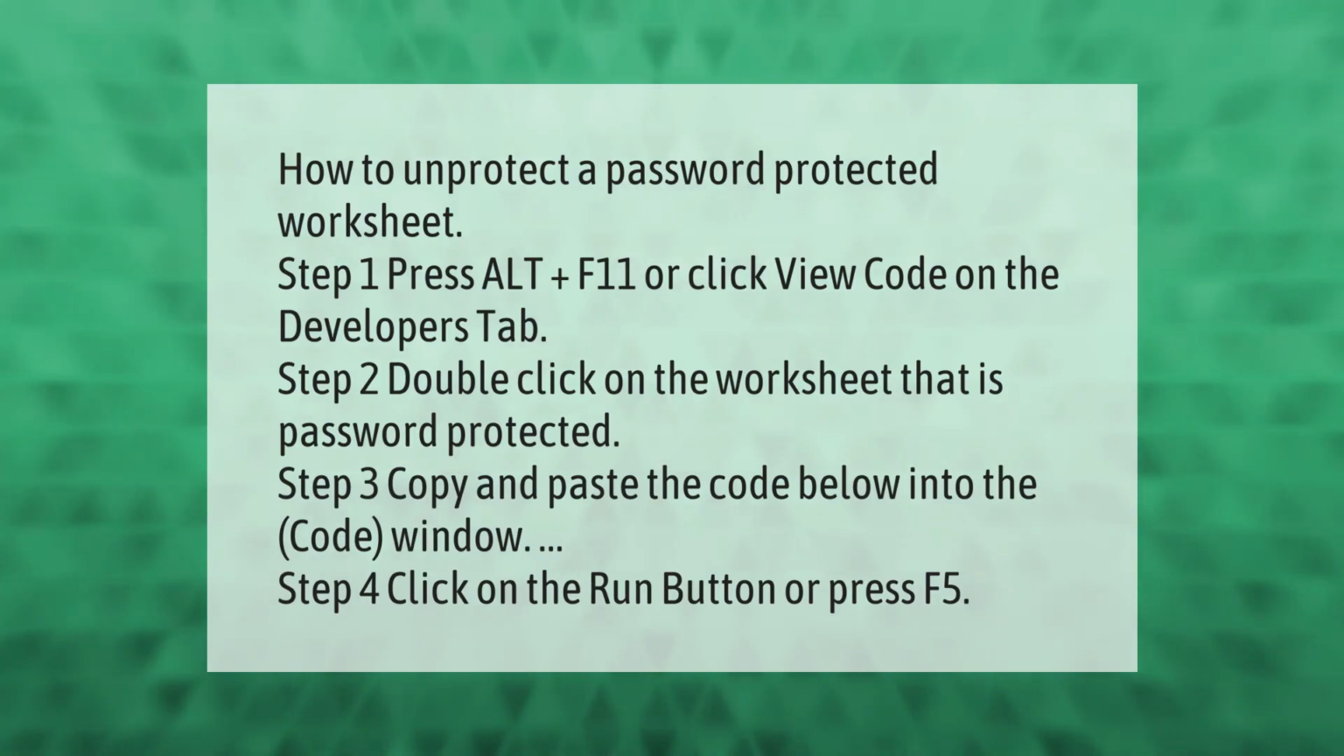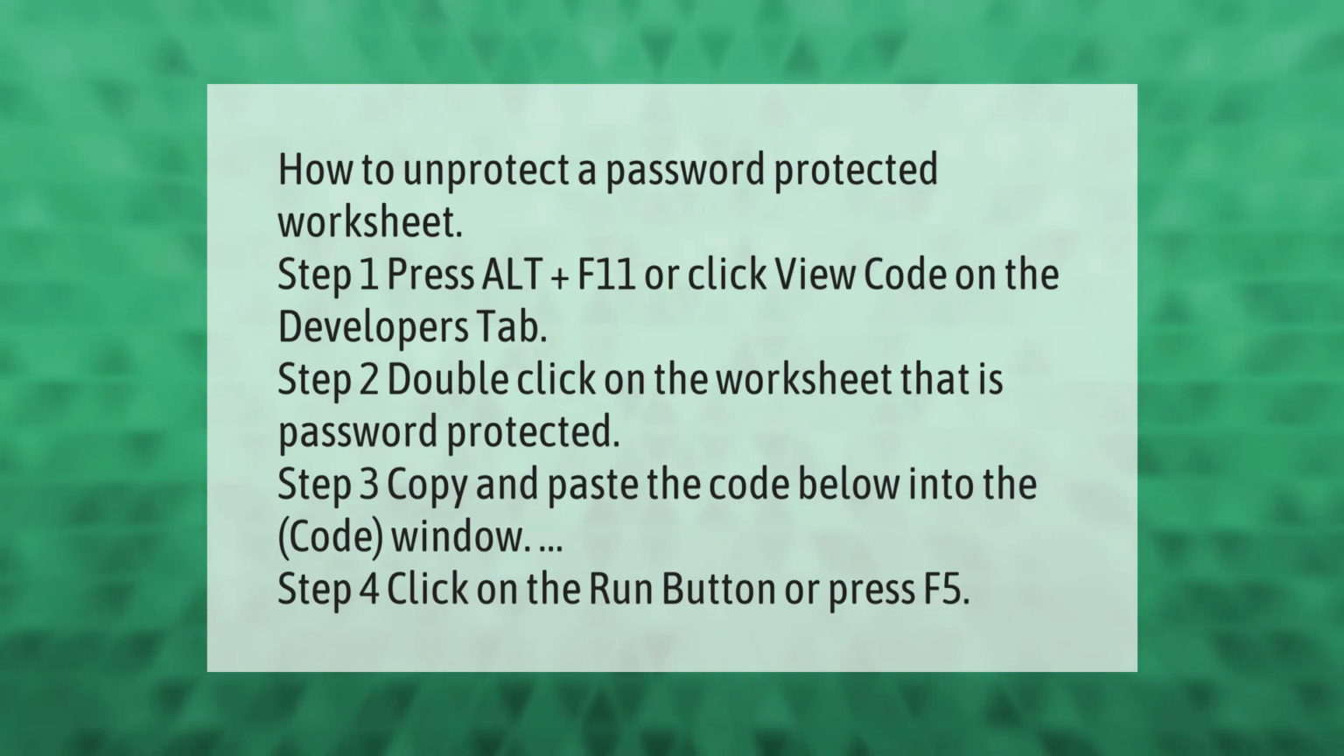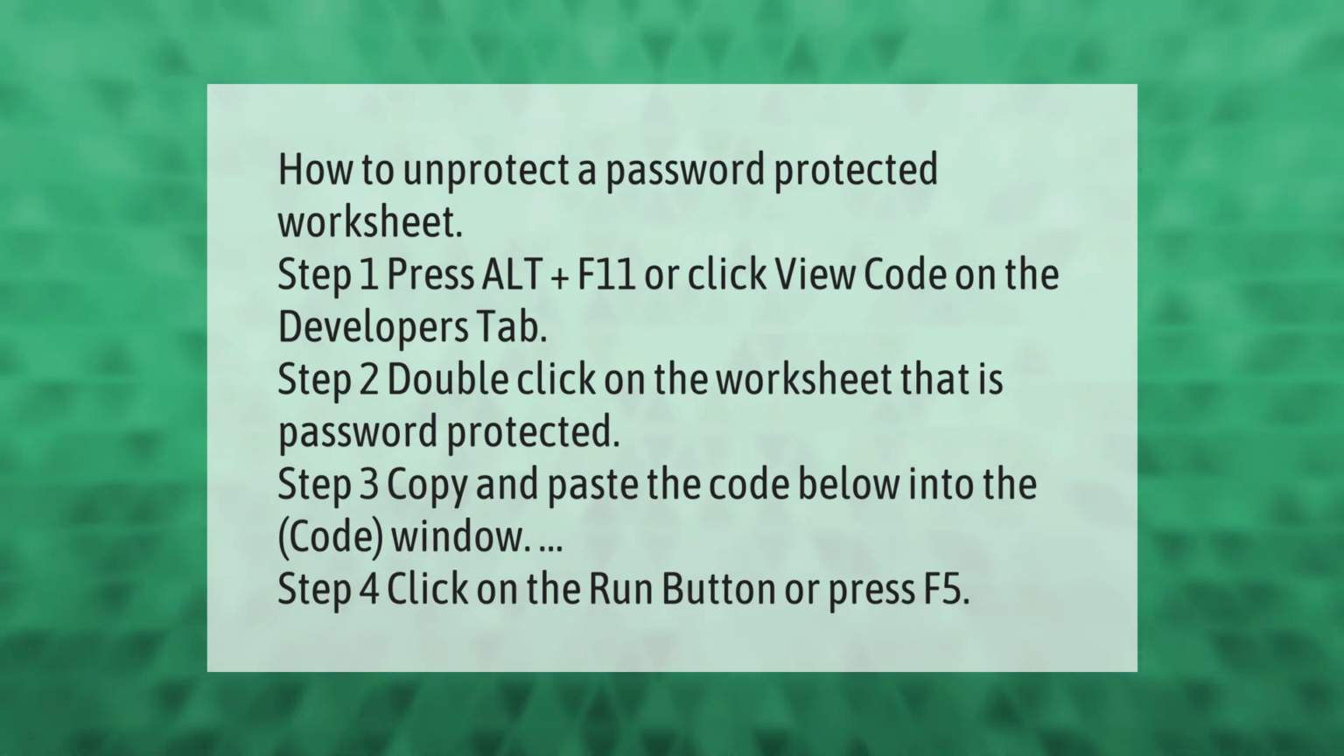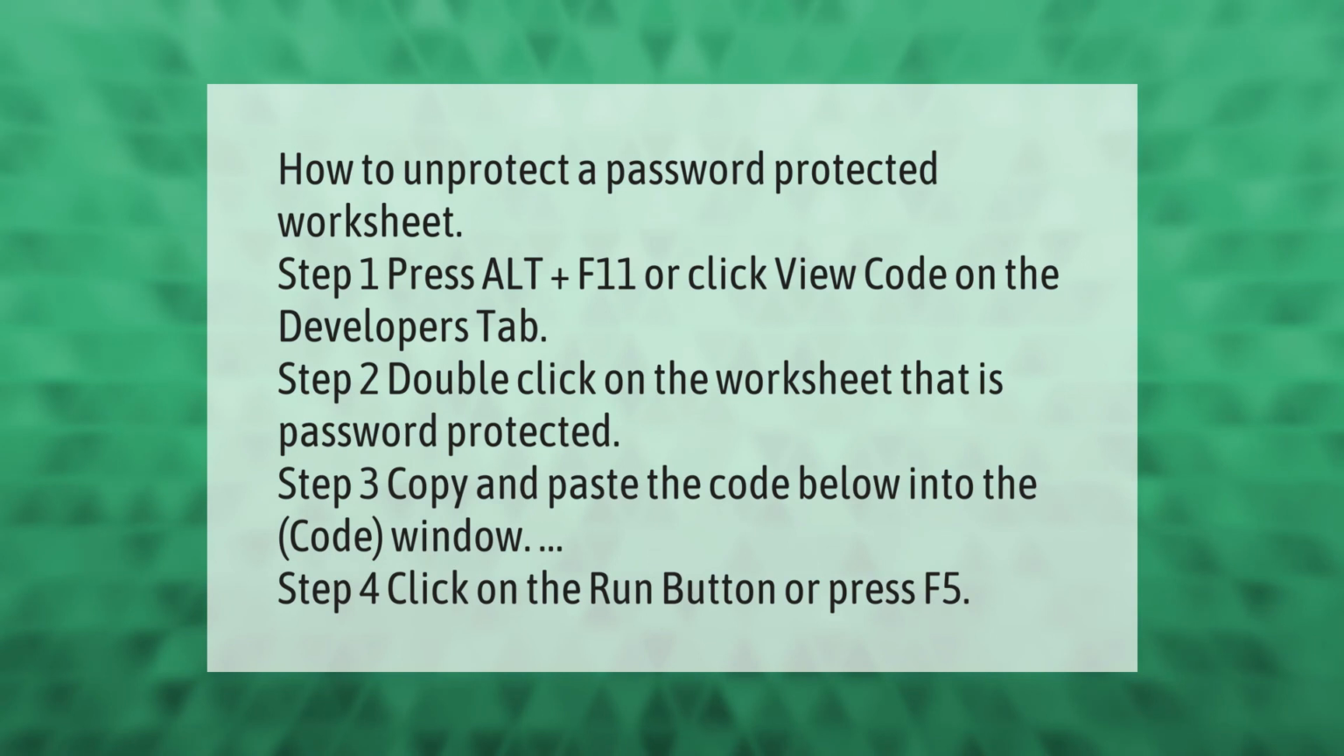How to unprotect a password-protected worksheet. Step 1. Press Alt plus F11 or click View Code on the Developer tab. Step 2. Double-click on the worksheet that is password-protected. Step 3. Copy and paste the code below into the Code window. Step 4. Click on the Run button or press F5.